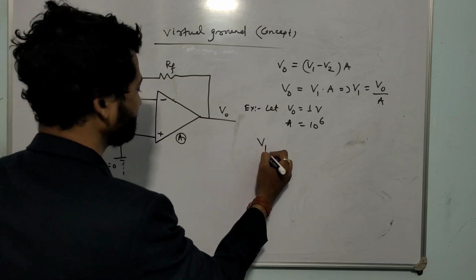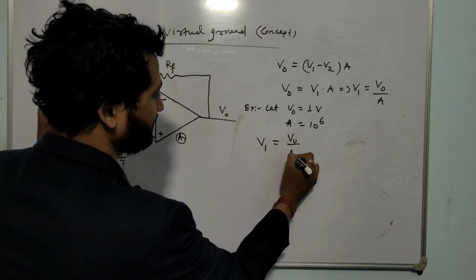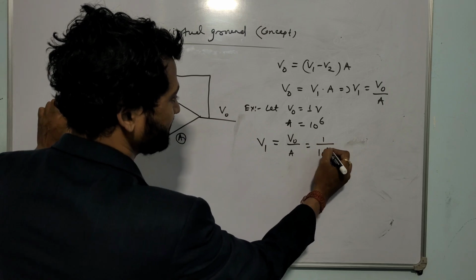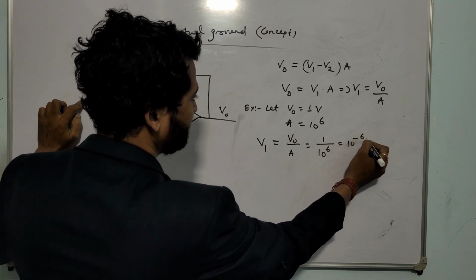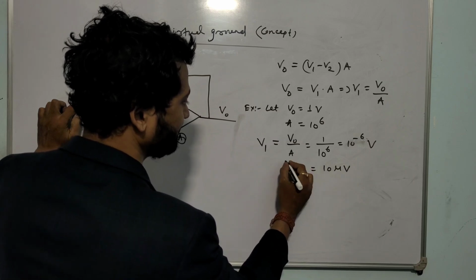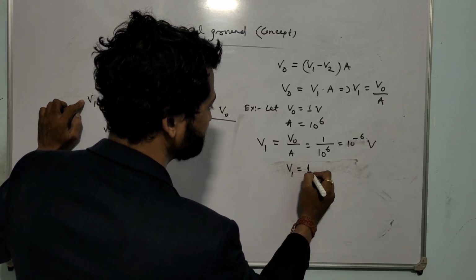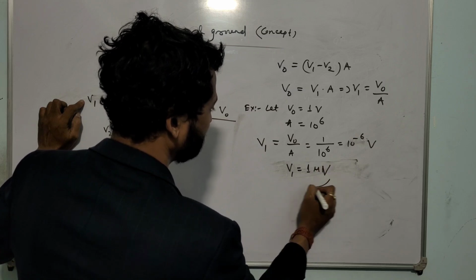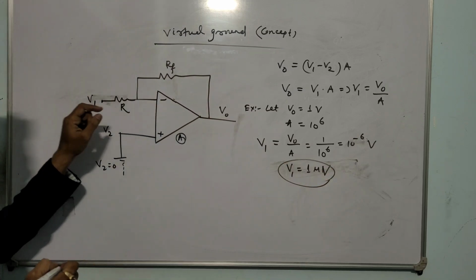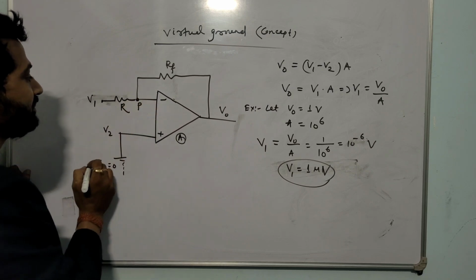ठीक है, सो मतलब योर इनपुट वोल्टेज V1 is V0 upon A. V0 is 1 and A is 10 to the power 6. So it is 10 to the power minus 6 volt. मतलब 1 microvolt, sorry. मतलब V1 is 1 microvolt. See, 1 microvolt is very less. मतलब ये point, let this point is P.